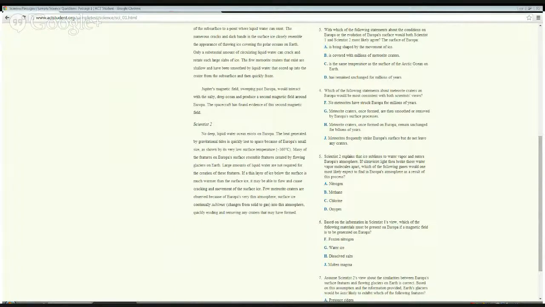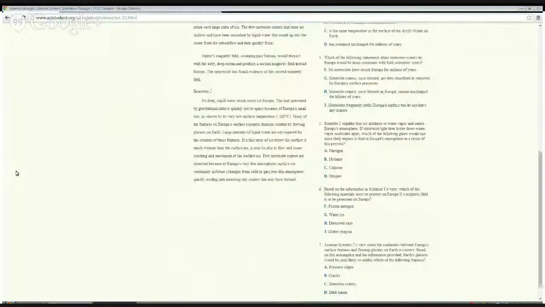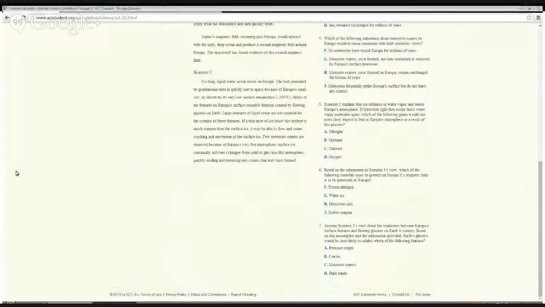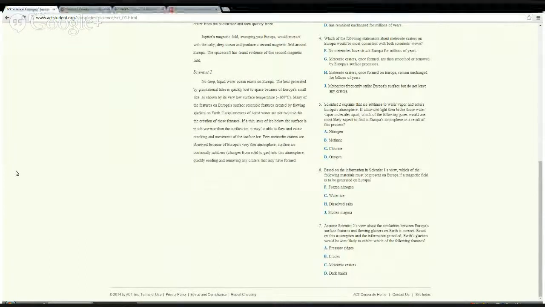So again, most people know H2O is water, but I still felt like everything that they ask you should come right from the passages. And this was a little bit of outside information, but it's pretty basic science, so most people would know that. But that's what they're asking in that question too: if the water vapor breaks apart, what's going to be in the atmosphere?